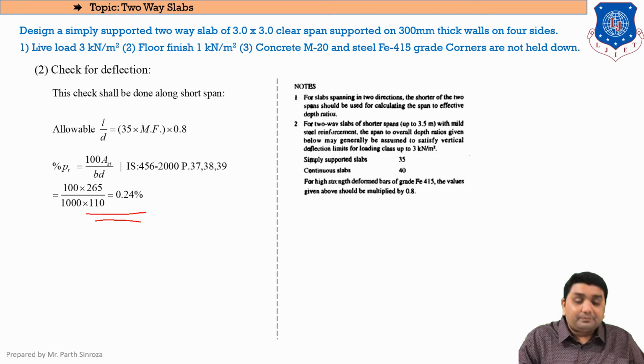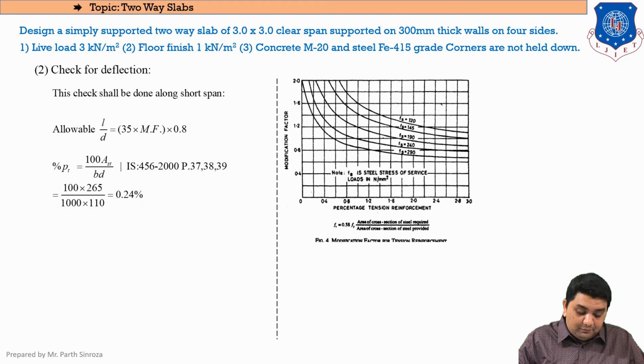So solving it, the PT comes out to be 0.24. Clear? This was our AST provided. So the PT comes out to be 0.24. Moving further, the next thing will be to find the MF, that is modification factor. As we know, the PT is 0.24, so it will be somewhere around here. And FS, you can solve by this equation, that is 0.58 fy, that is 415, into AST required upon AST provided. By solving this equation, we are getting the value of MF to be around 2.